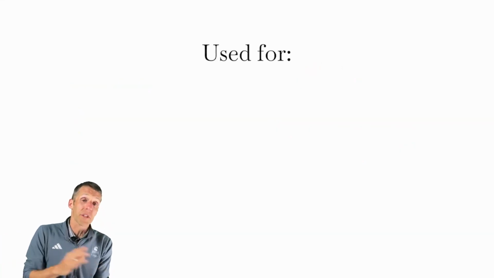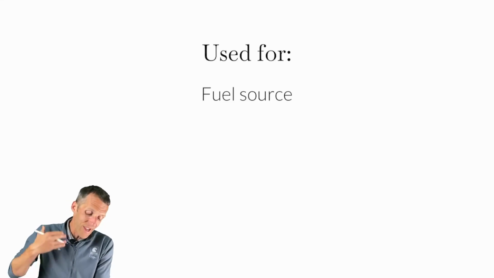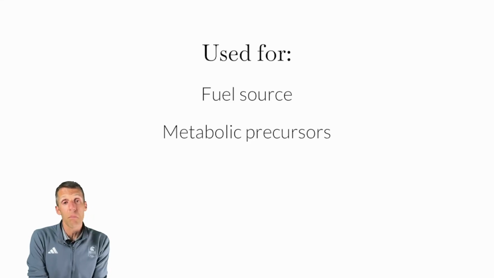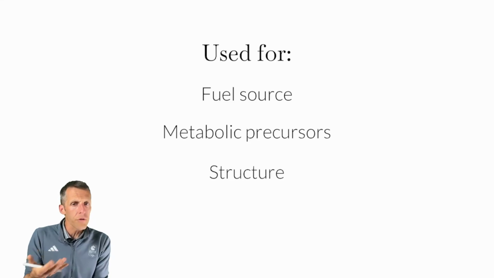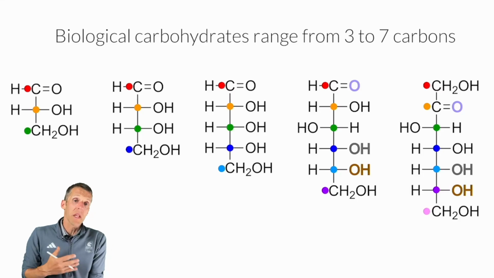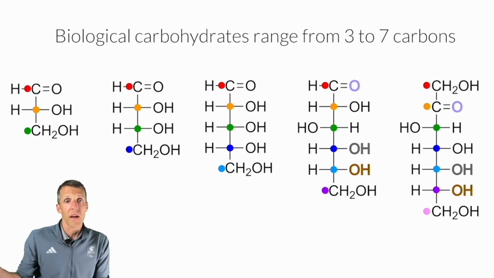Carbohydrates are used for a bunch of different things. Maybe most commonly, at least what we talk about in biochemistry classes, it's used as a fuel source. It's the starting point for a whole lot of energy consumption in cells. Carbohydrates are also metabolic precursors for a variety of different molecules, and they play structural roles. For example, plants polymerize carbohydrates to make cellulose, which is a rigid material used in wood. At least in humans, biological carbohydrates range from 3 to 7 carbons. I'm just showing examples of those here, going from 3 to 7.